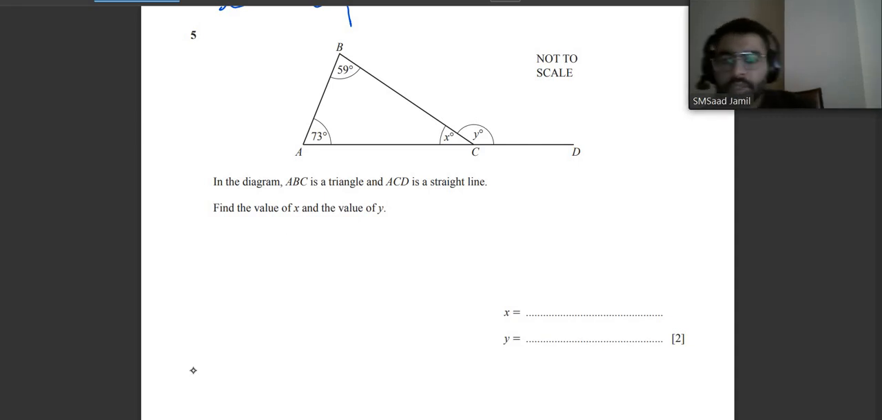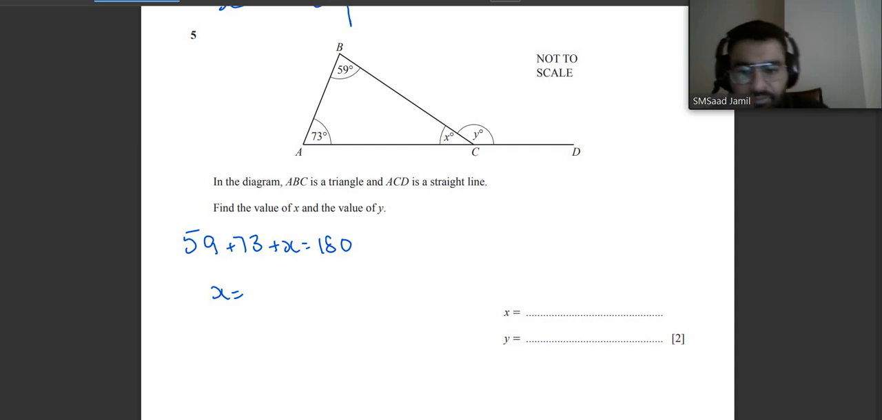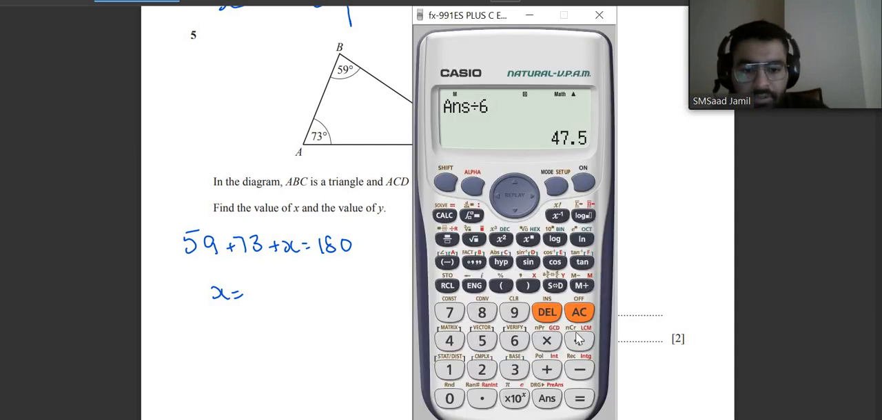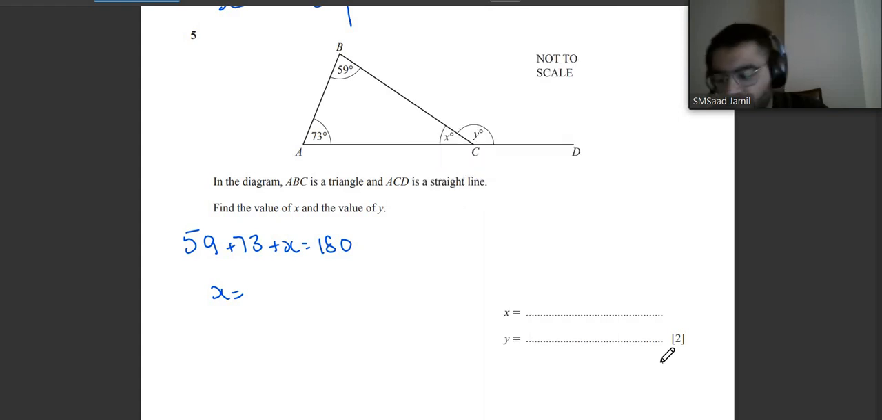So we will do 59 plus 73 plus x is equal to 180. We will add 59 and 73, and then subtract it from 180. So let's do it. 59 plus 73 is 132. 180 minus 132 is 48. X is equal to 48.